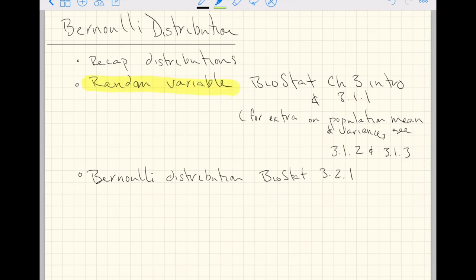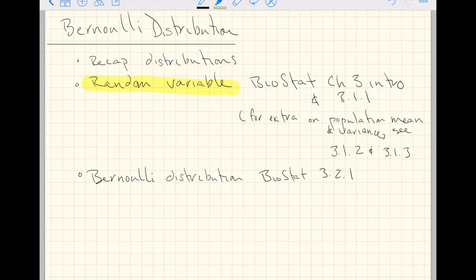But if you need some written words about it, a reference for this, go check out our book Biostat, and specifically chapter 3. And don't skip the introduction. I don't particularly like that they define the word random variable in the introduction, but that's what they do. And then continue on to the subsection 3.1.1. And if you want to at least see the math behind some of the details of distributions, continue on to sections 3.1.2 and 3.1.3. But I would ask that you at least do up to and including section 3.1.1.